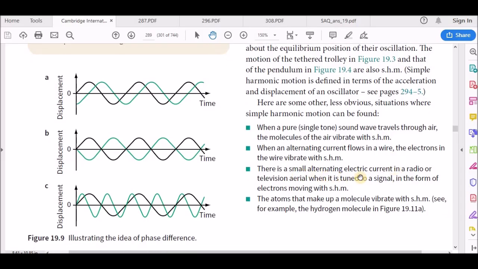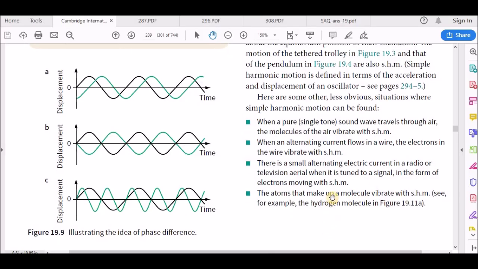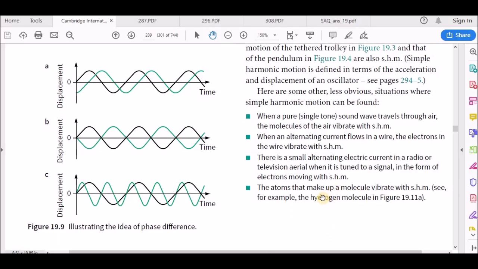There is a small alternating electric current in a radio or television aerial when it is tuned to a signal, in the form of electrons moving with simple harmonic motion. Okay, so you have to tune it to that signal and then the electron is moving backwards, forwards, so it's exhibiting simple harmonic motion. The atoms that make up a molecule vibrate with simple harmonic motion.